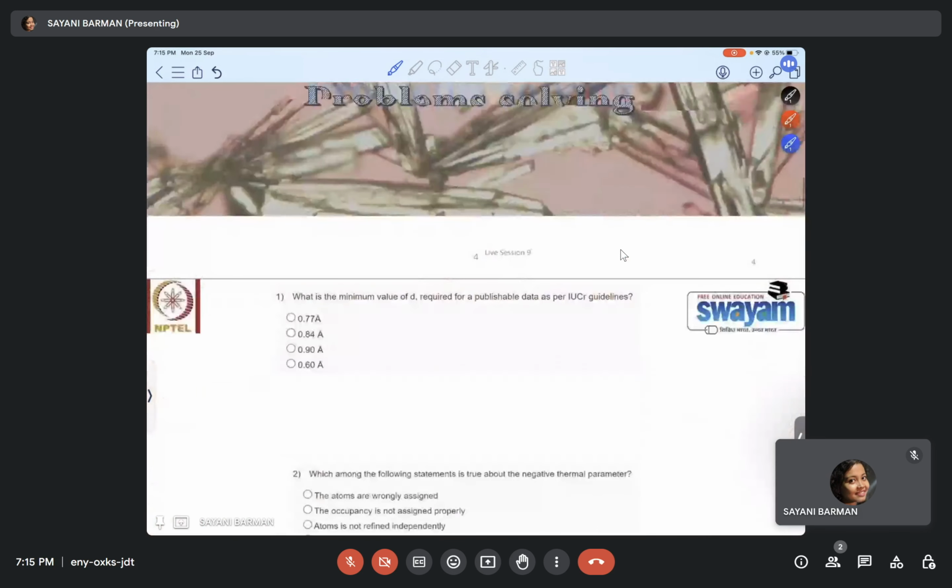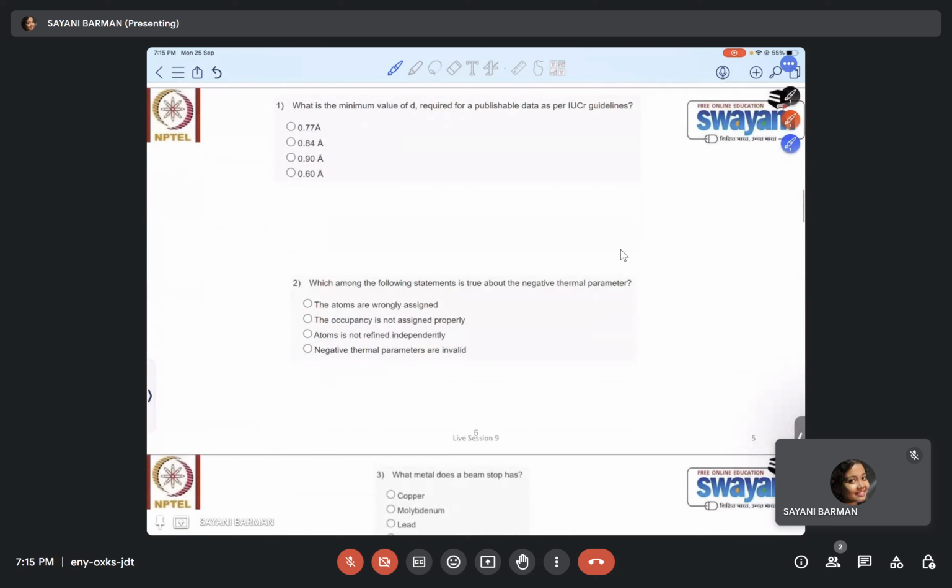Coming to the problem solving, I have taken this from the last quiz, quiz number 8. The first one is: what is the minimum value of D required for publishable data as per IUCR guidelines?